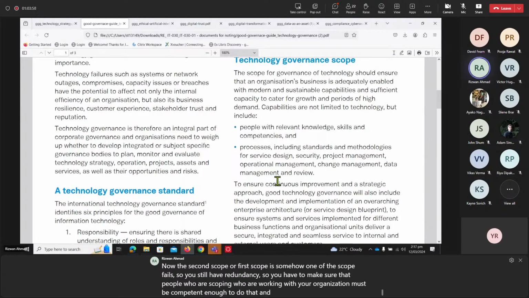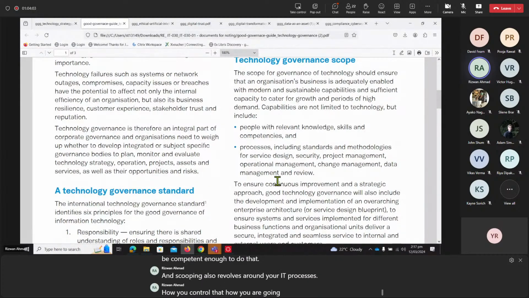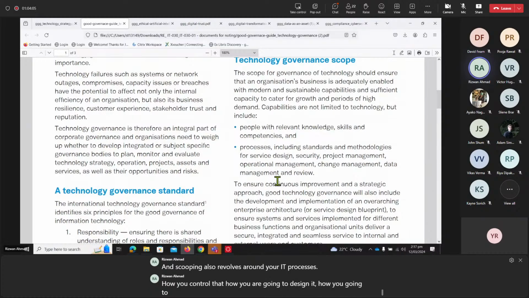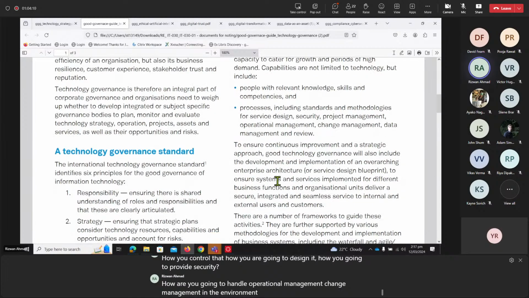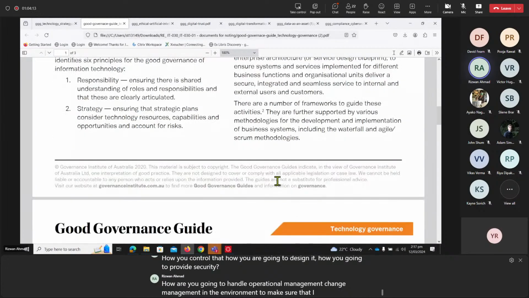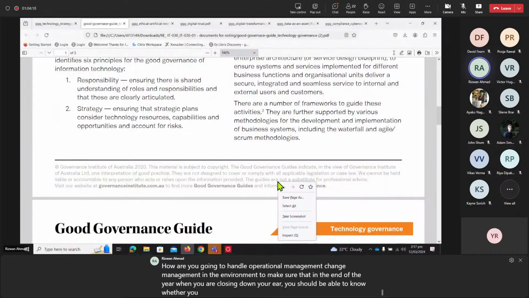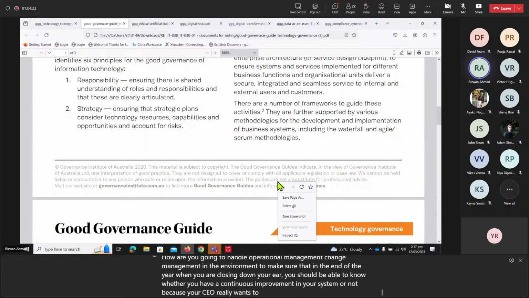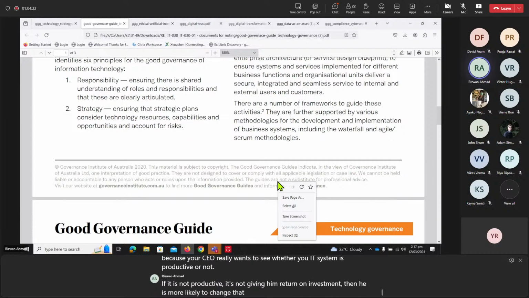And scoping also revolves around your IT processes: how you control that, how you are going to design it, how you're going to provide security, how you're going to handle operational management and change management in the environment. To make sure that at the end of the year, when you are closing down your year, you should be able to know whether you have a continuous improvement in your system or not. Because your CEO really wants to see whether your IT system is productive or not. If it is not productive, if it's not giving him return on investment, then he is most likely to change that IT system.